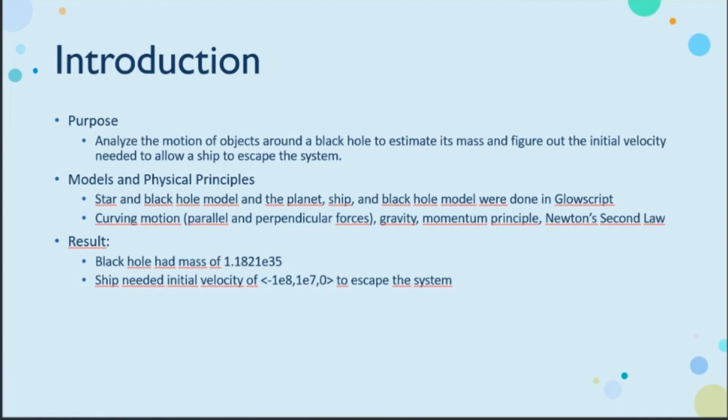The main result of this lab was that the black hole had a mass of 1.1821 times 10 to the 35 kilograms, and the ship needed an initial velocity of -1 times 10 to the 8 meters per second in the x direction and 1 times 10 to the 7th in the y direction to escape the system. This is about 1/3 of the speed of light.